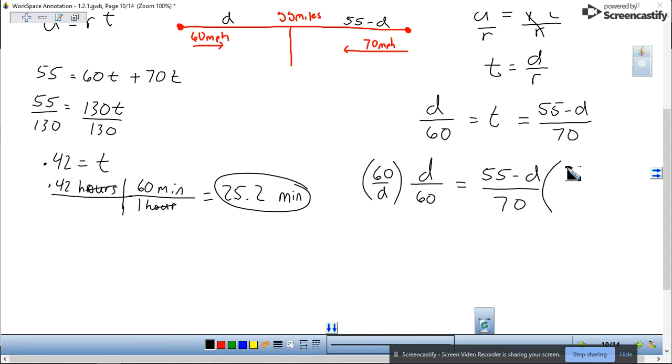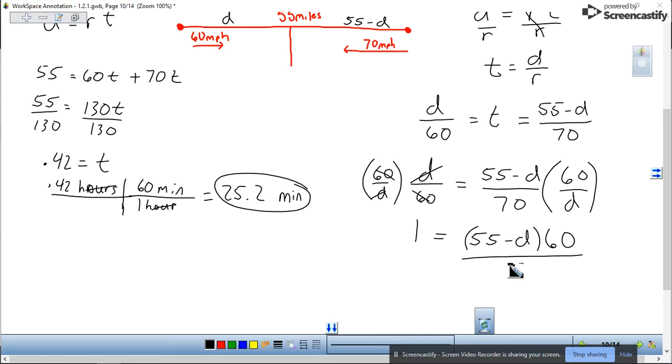The reason I want to do that is to get it all set equal to 1, and then we can clean it up from there. So what's going to happen over here? 60 divided by 60, those cancel. D divided by D, those cancel. So I'm left with 1 equals 55 minus D times 60 on the top and 70D on the bottom. Now, to clean that up, I'm going to move the 70D to the other side, multiply it on both sides, right?